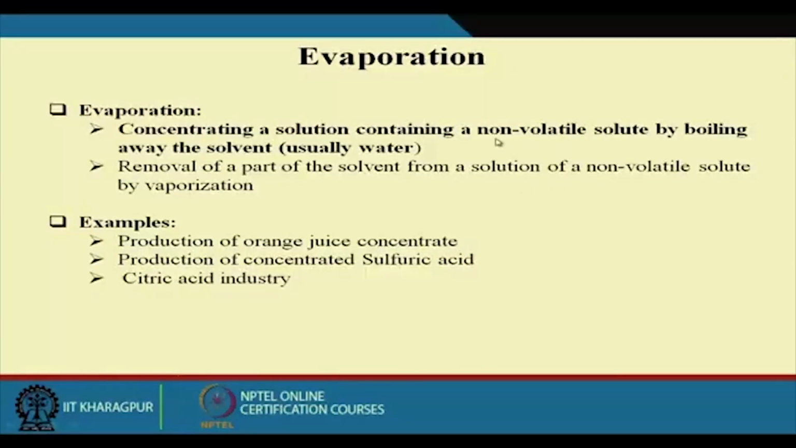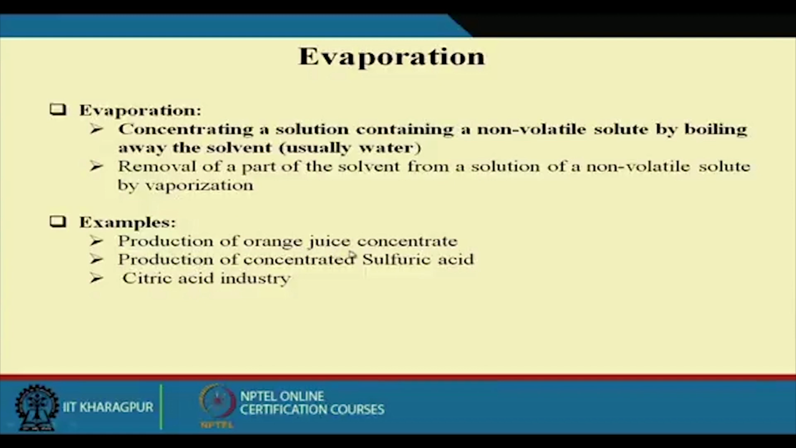Now, non-volatile fatty acid means what? For example, if you keep citric acid in solution, citric acid is a non-volatile acid. So what will happen? The water will be evaporated out, and after some time the solid crystals of citric acid will remain in the beaker. This is how we differentiate the non-volatile solid from the volatile solid. So evaporation is basically used for concentrating the non-volatile solid by boiling away the solvent, removing part of the solvent from the solution of the non-volatile solid by vaporization.